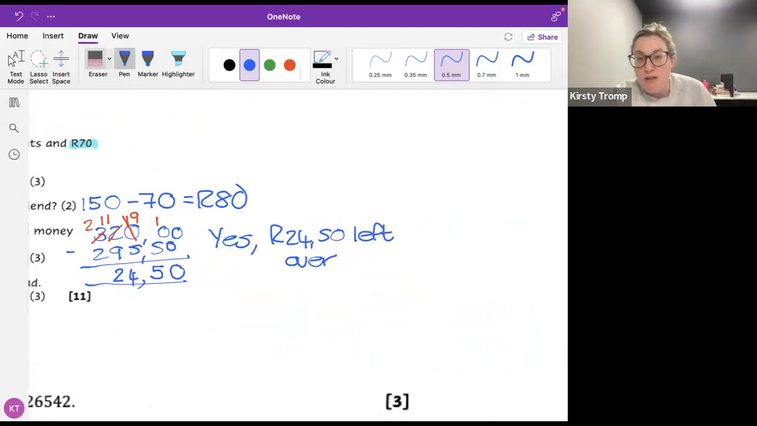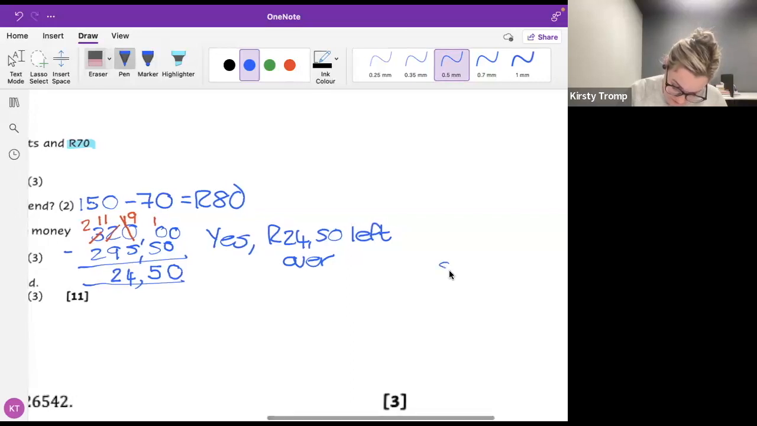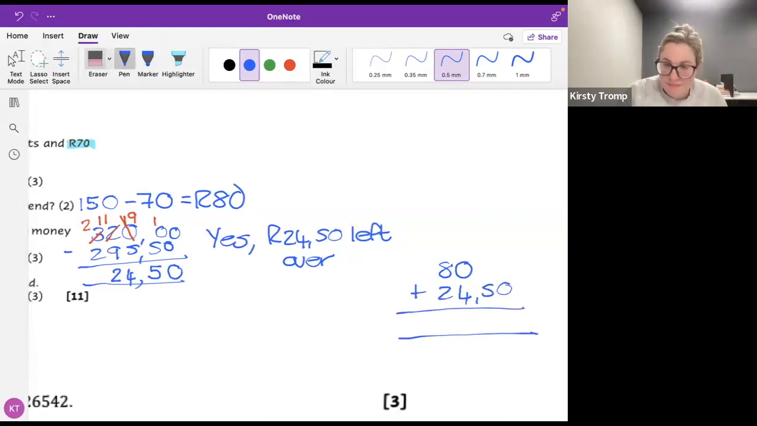Jaden, are you going to help me with this one, Jaden? Yes, ma'am. Okay, Jaden, talk to me. What do I need to do? So ma'am, we need to add 80 rand to the 24 rand 50 cents. Good. So 80 plus 24 and 50. And what do you get, Jaden? Which is 104 rand 50 cents. Good.